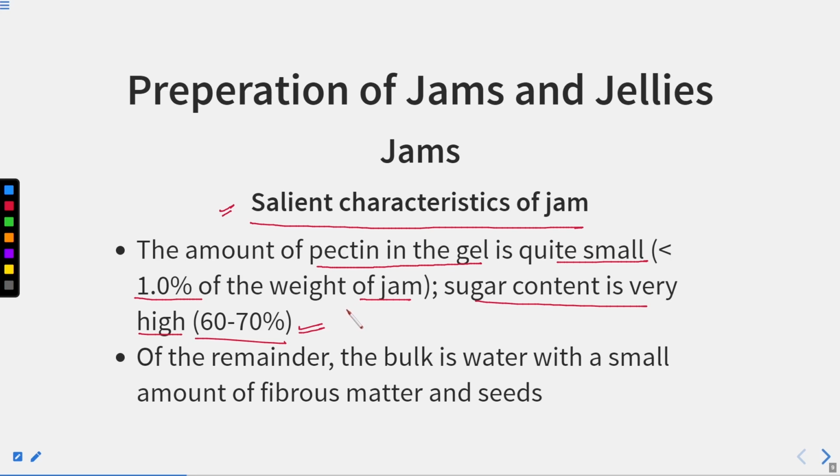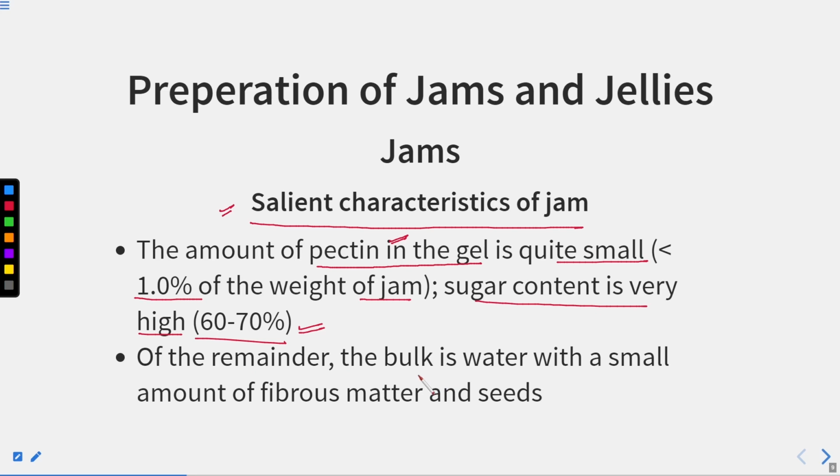Yes, the jam has a lot of sugar content, right? So it is around 60 to 70% depending upon the type of jam we are preparing. And the pectin material is present in the cell walls or certain tissues of the plant cell, and they are present in the fruit pulp, right? So the amount of pectin in the gel is quite small, that is 1%.